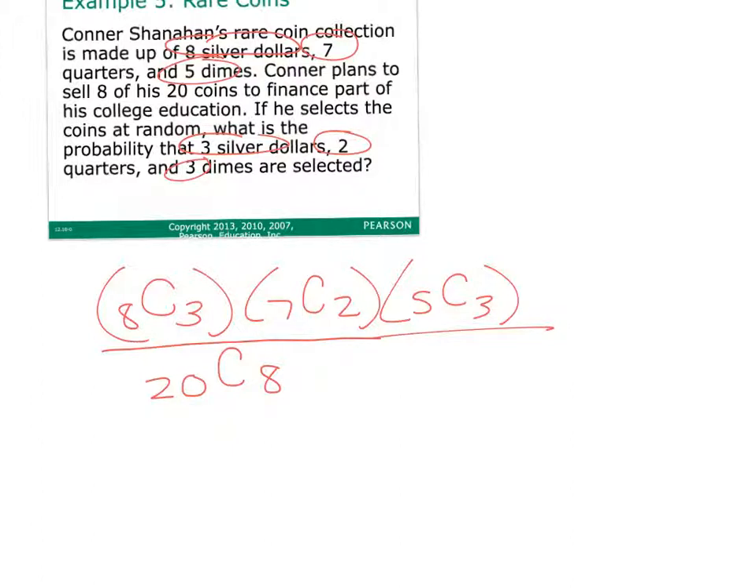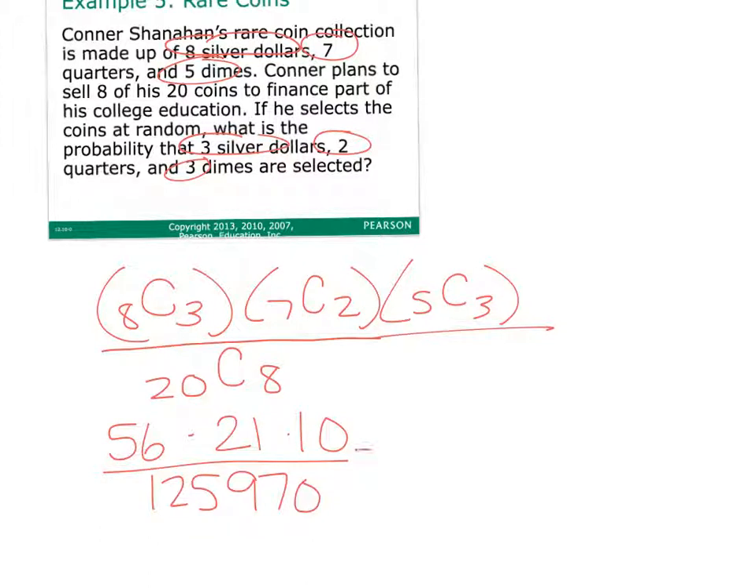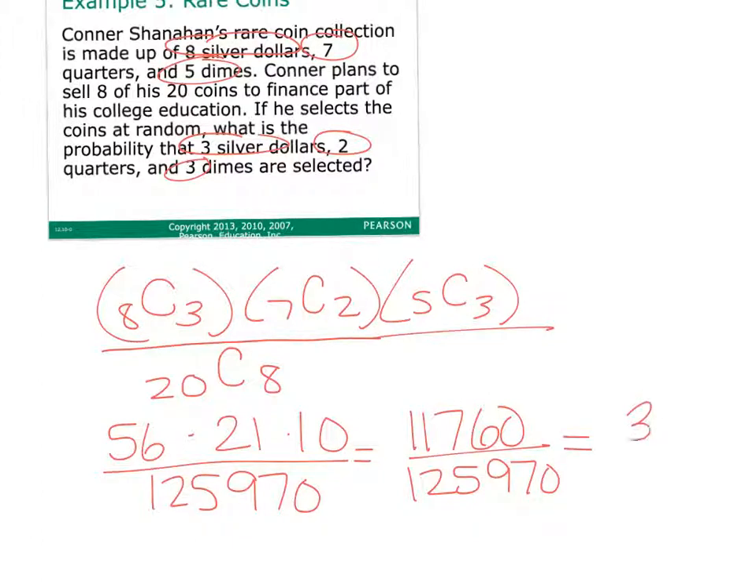So 8 combination 3, if you do that in your calculator, is 56. 7 combination 2 is 21. And 5 combination 3 is 10. 20 combination 8 is 125,970. If we multiply across our numerator, we would have 11,760 ways to select these coins. And if we reduce our fraction, we'll get 392 out of 4,199.